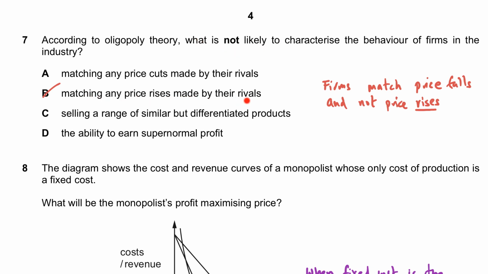Matching any price rises made by the rivals. If a rival is increasing the price, you do nothing. If the rival is decreasing the price, you match the price fall. You don't match the price rise. That's why B is the right answer.